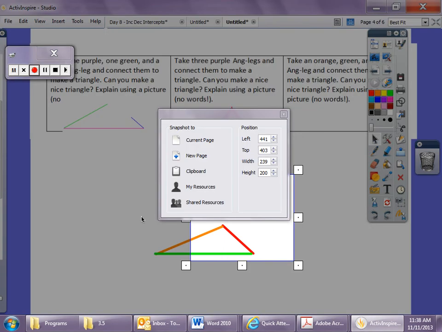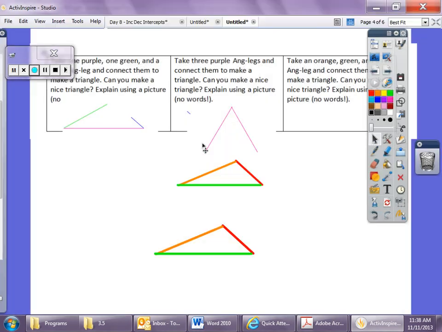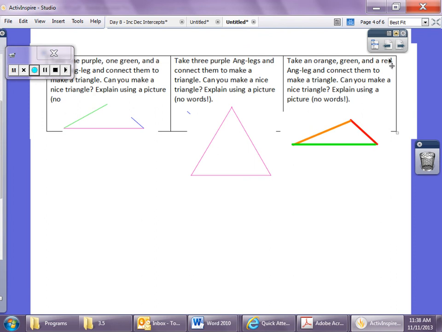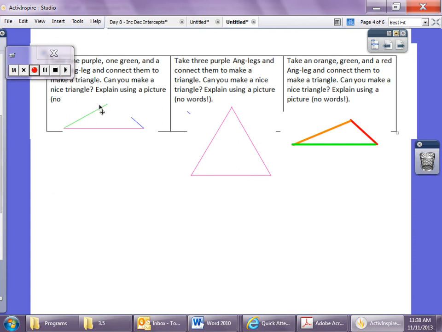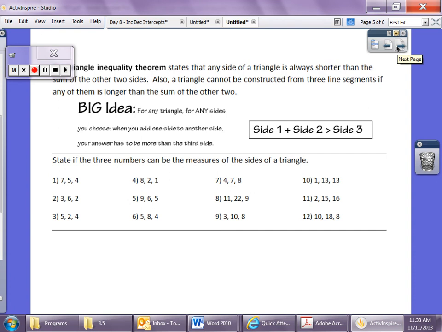So now we have our three things. One we were not able to, one we were able to, and the second one we were also able to. But what we need to know about this is the triangle inequality theorem states that any side of a triangle is always shorter than the sum of the other two sides. So the first one we had two smaller ones and a big one. This one, they were all relatively the same, and in the third one they were all the same size. So a side of a triangle is always shorter than the sum of the other two. A triangle cannot be constructed.